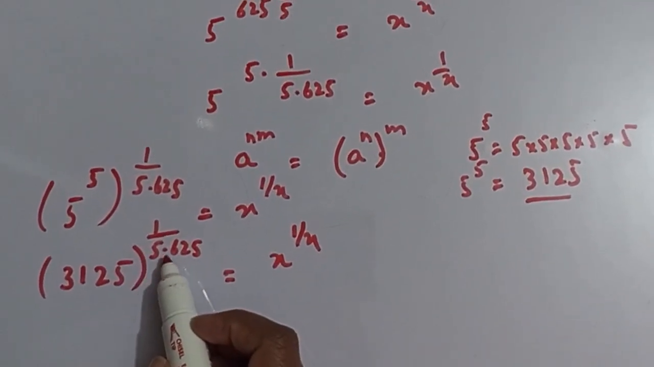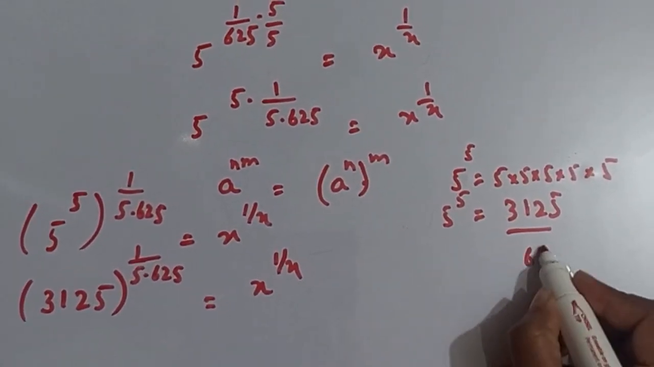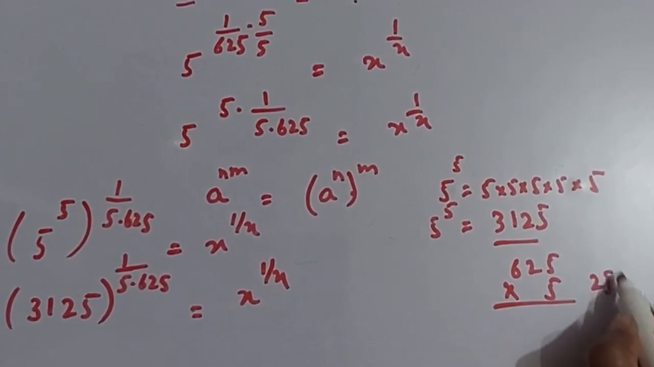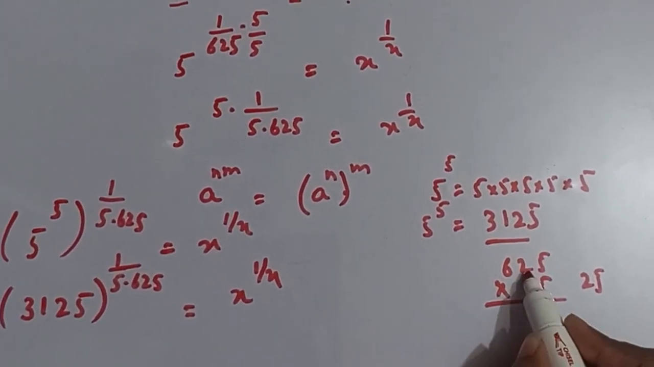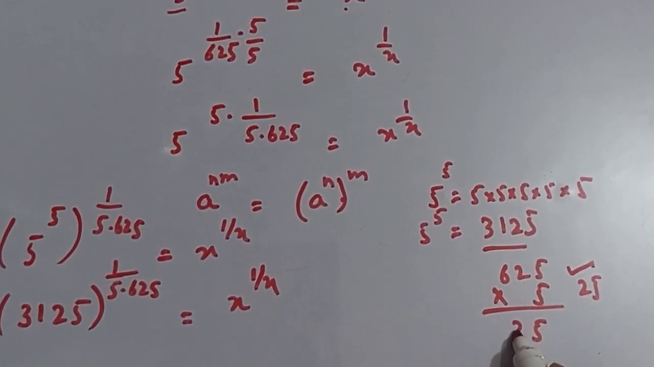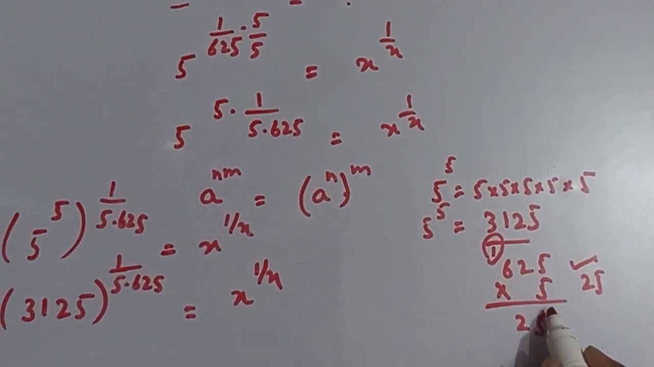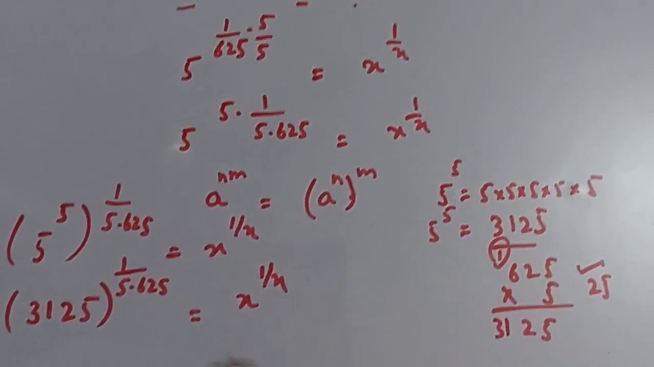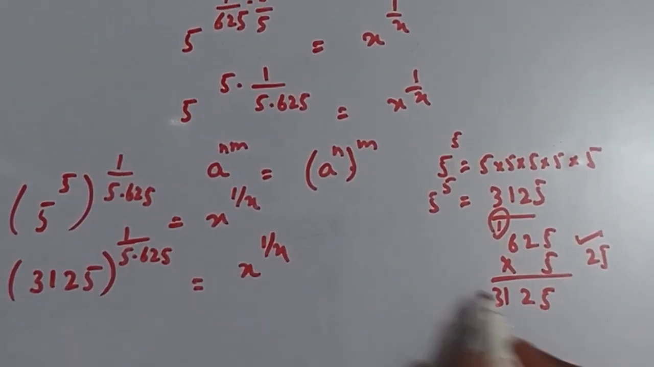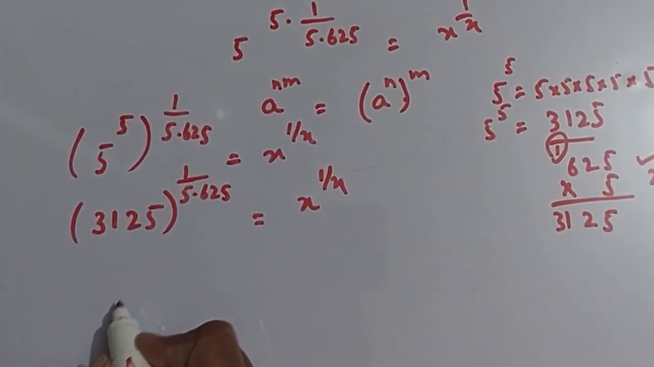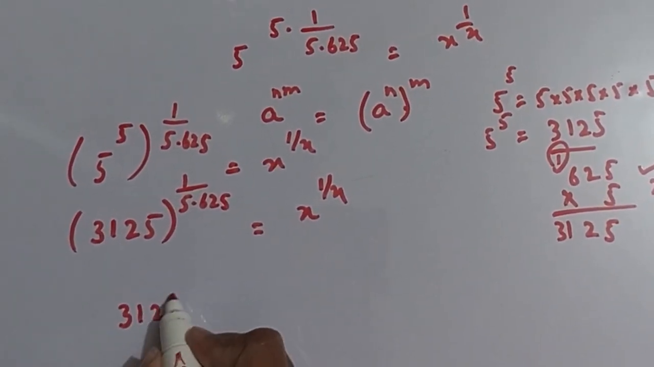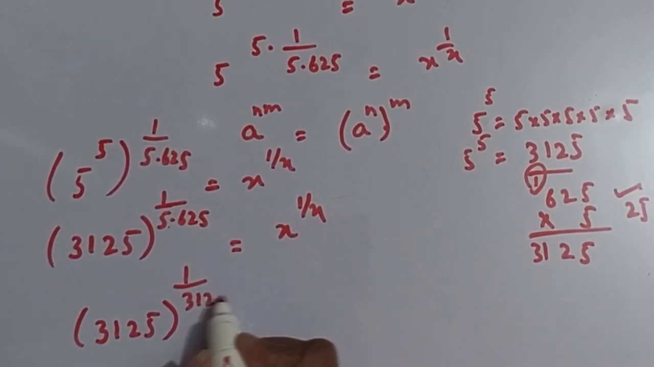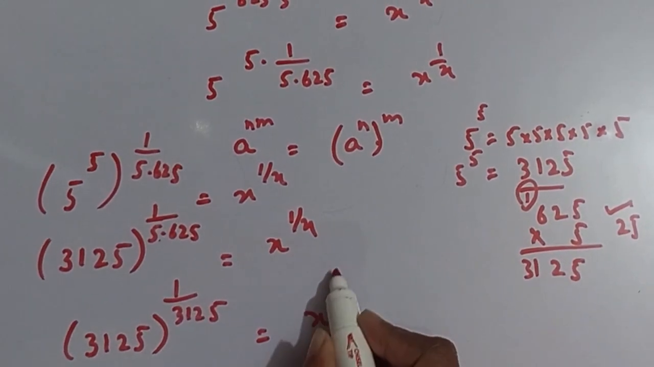Now we multiply 5 by 625. Multiplying these two values: 5 times 5 is 25, so here we write 5 and 5 twos are 10, and adding 2 we get 12. So here we write 1 and 2, and 1 is carry. 5 sixes are 30 and with the carry this is 31. So this will become 3125. So this is 3125 raised to the power 1 over 3125 is equal to x raised to the power 1 over x.